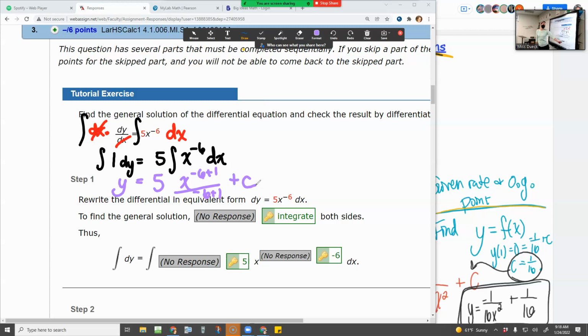So then they're just saying, hey, set it up. But to set it up, we got the dy by itself. So all they want over here is just the 5x to the negative 6 dx. They're just having you get it ready to solve in step 1. And then my guess is from there, you're actually doing the solving part. But step 1 was just setting it up. Get that dx to the other side. Now you're allowed to take integrals.